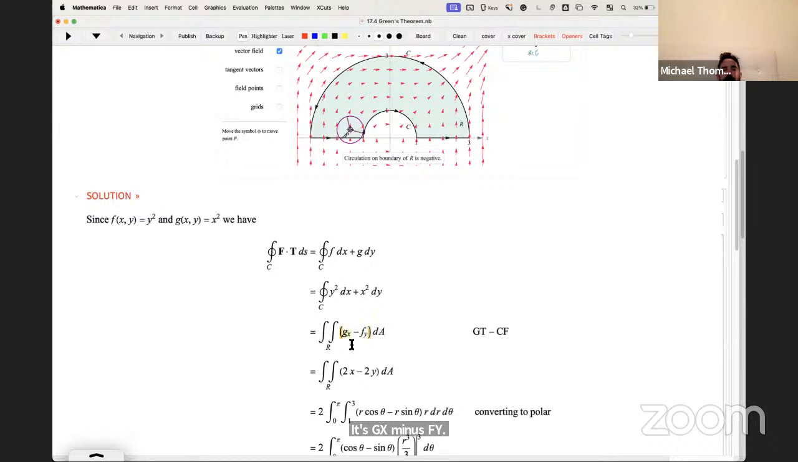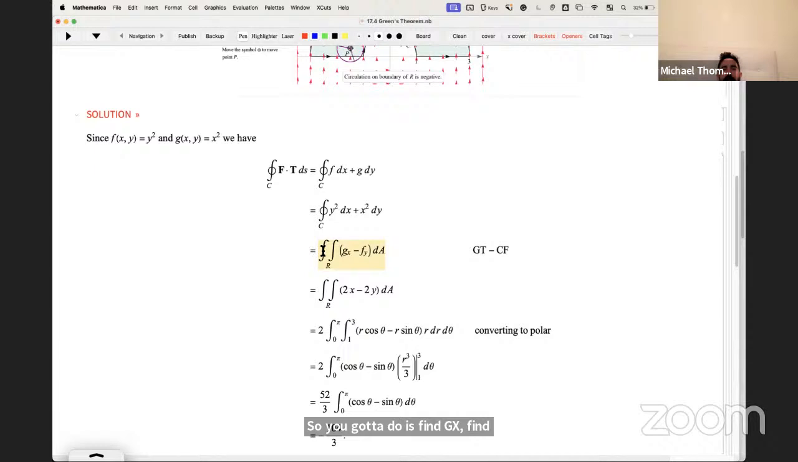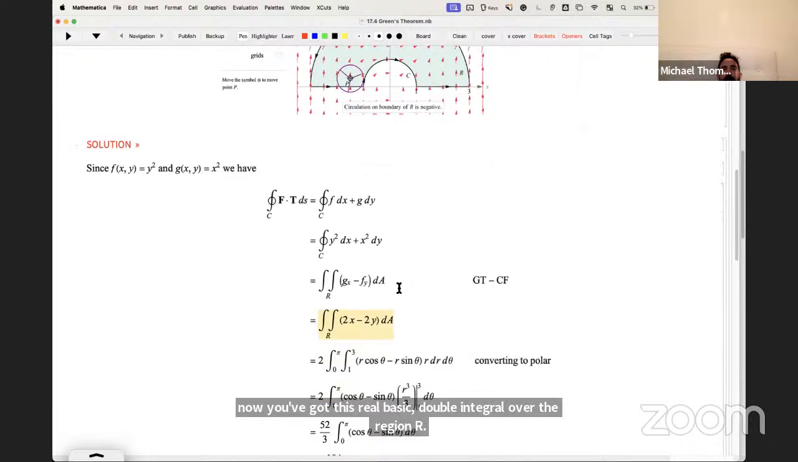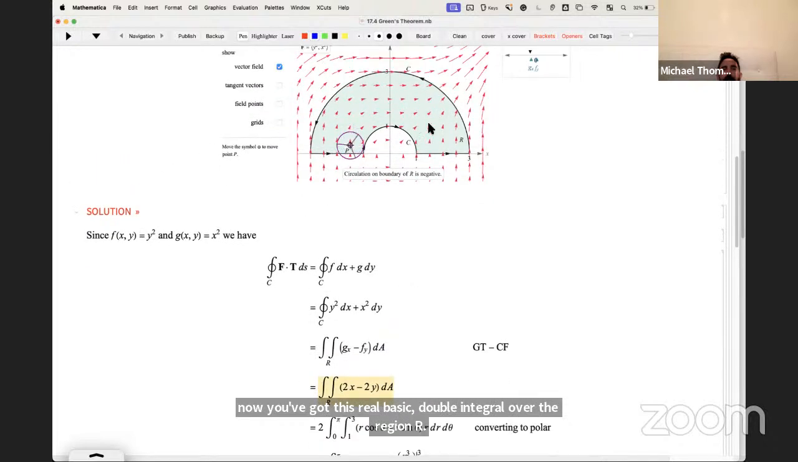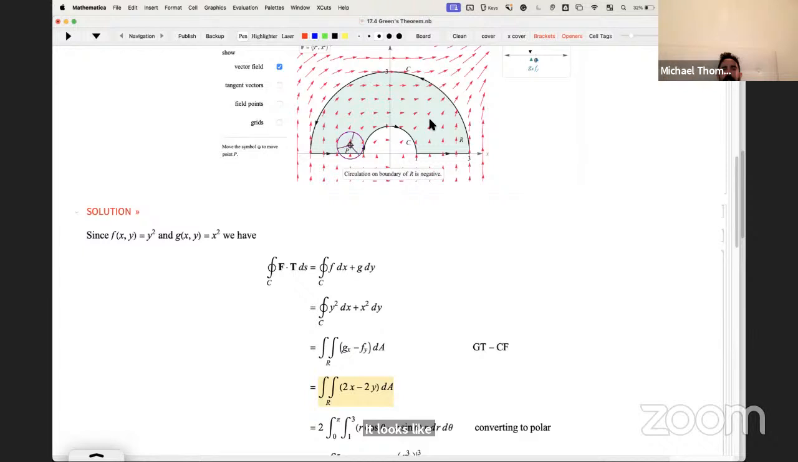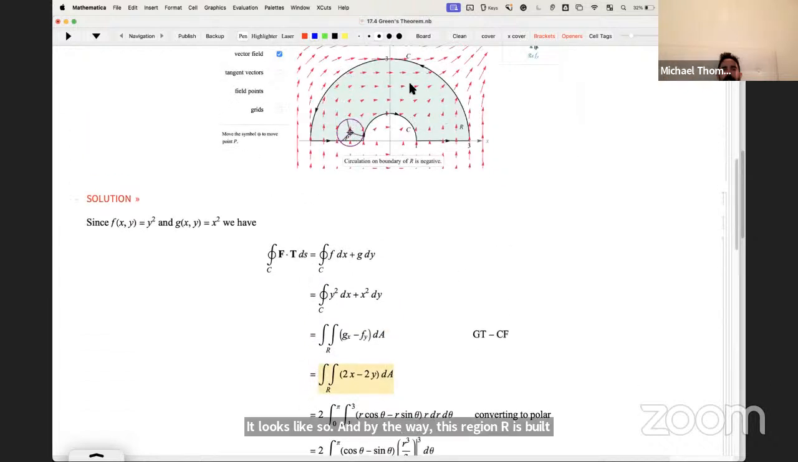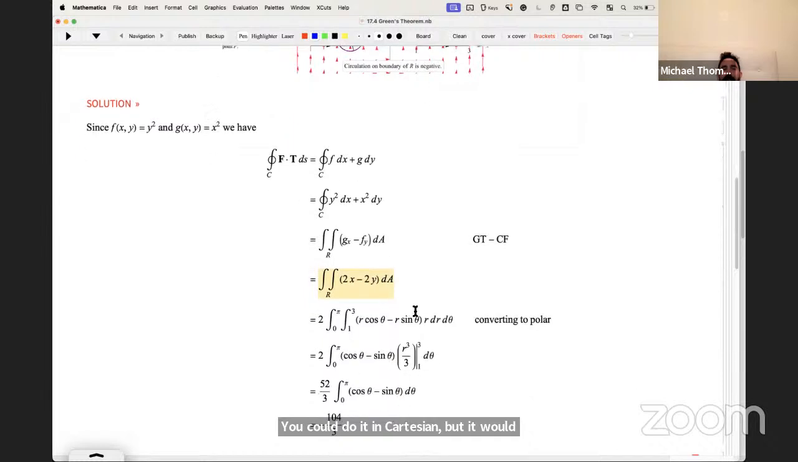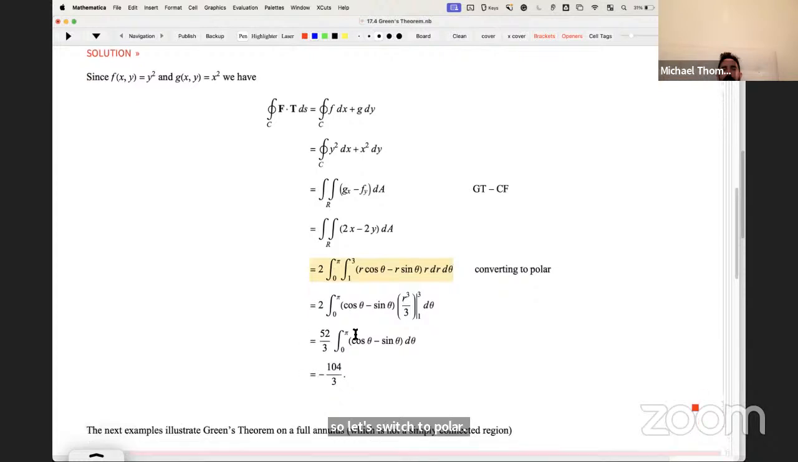So all you got to do is find gx, find fy, plug them in. And now you've got this real basic double integral over the region R that looks like so. And by the way, this region R is built for polar. This is much better expressed in polar. You could do it in Cartesian, but it would be a real pain. So let's switch to polar. And the rest, I'll just assume you guys can get through on your own.